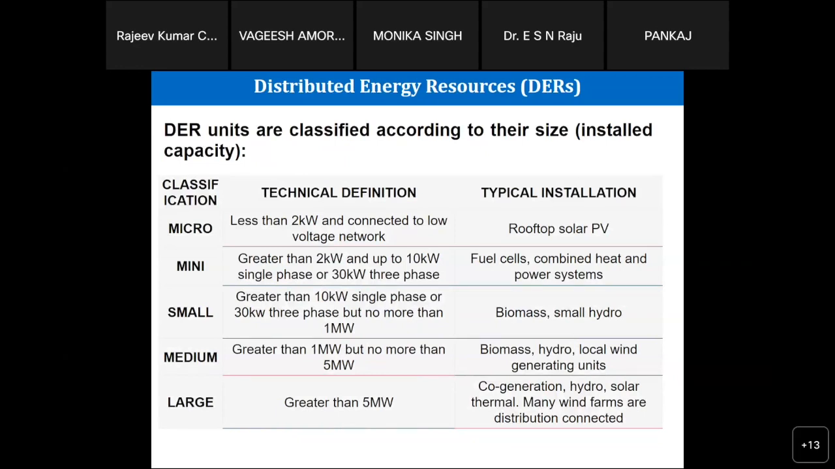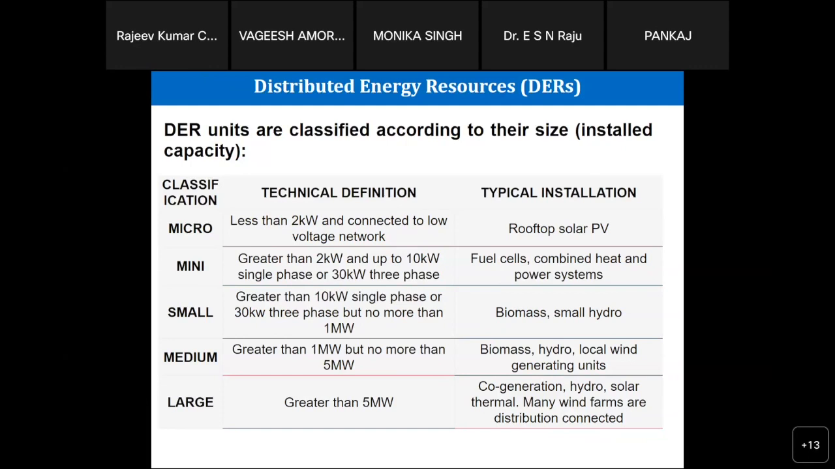And the mini comes in between 2 kilowatt to 10 kilowatt. If it is single phase, it comes under 2 to 10 kilowatt. If it is 3 phase, it comes under less than 30 kilowatt. For example, fuel cells and combined heat and power systems. The small scale comes in between 10 to 30 kilowatt, and 3 phase only. When the DER has a higher power rating, we usually go with 3 phase integration. When the DER has a lesser power rating, we go with the single phase connection. The micro should go with single phase connection only, and the mini can go with either single phase or 3 phase.